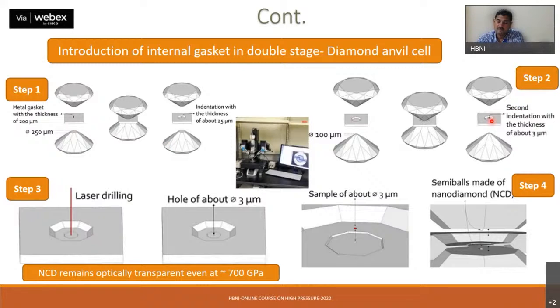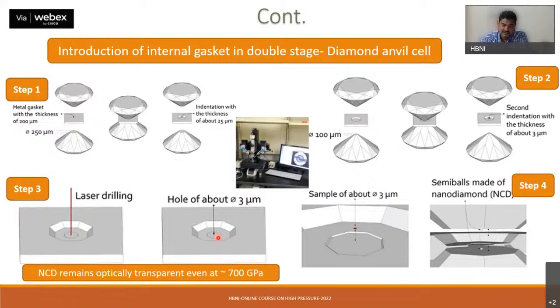And once you have a 3 micron gasket, you drill a hole inside it, and that drilling is again a special kind of drilling. You can't use your hand or mechanical drilling. It is done with a pulsed laser, with a very fine pulsed beam, and you make a hole of the order of 3 to 5 micron in the 3 micron thick gasket. So now you have a cylinder of 3 micron diameter and 3 micron thickness.